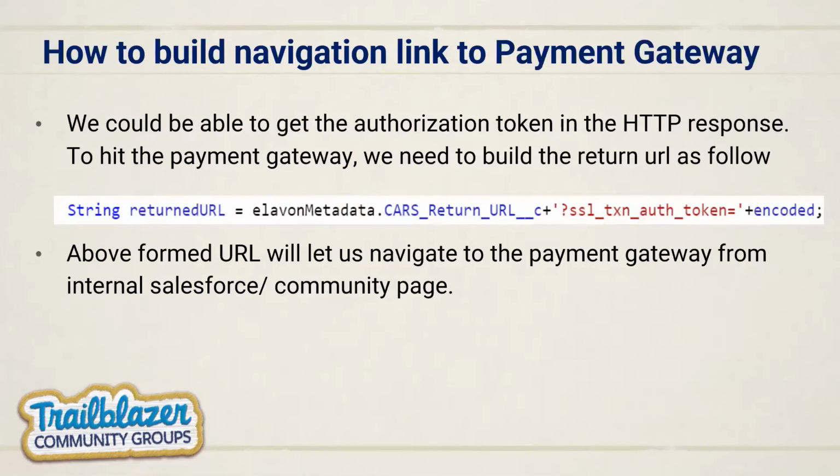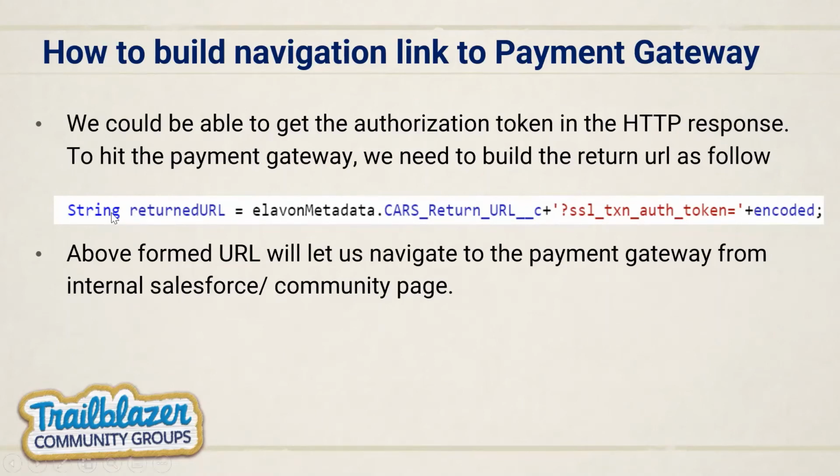Once we get the authorization token in the HTTP response, the next step is we need to build the navigation link to the payment gateway page. This is nothing but the hosted payment page where we'll actually be doing our payment. So to hit that payment gateway page, we need to build the return URL.